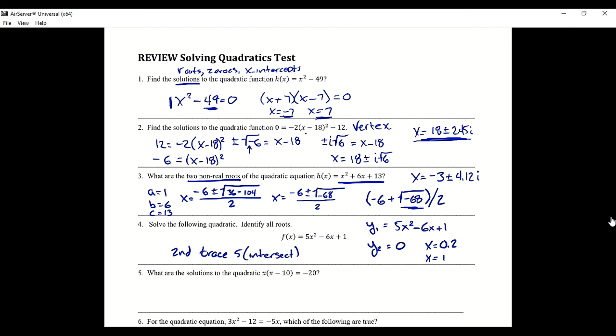Why is that 0.2 now? Right. Okay. And we can double check. Anytime you get an answer that you don't think makes sense, you can always just plug it in. So 5 times 0.2 squared minus 6 times 0.2 plus 1, and we get 0, so that is the correct answer. Easy way to double check your work.